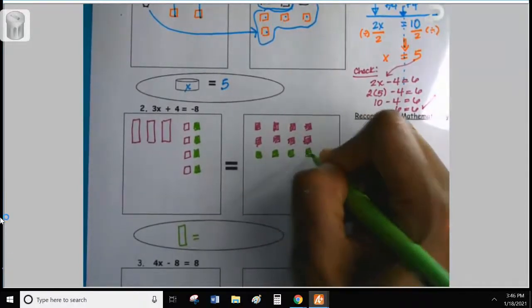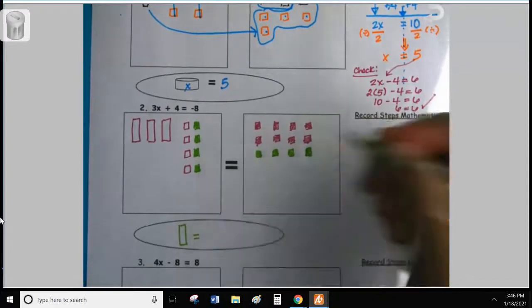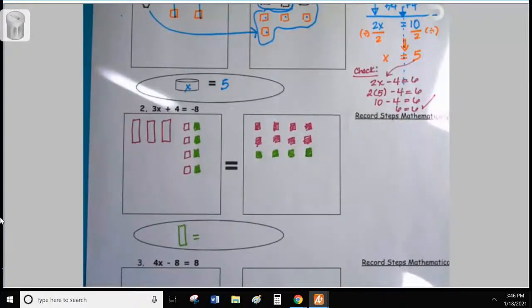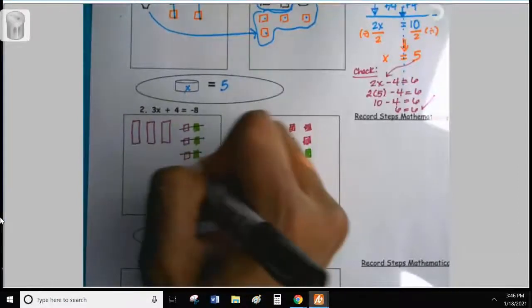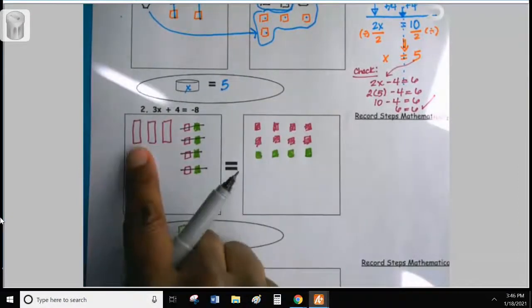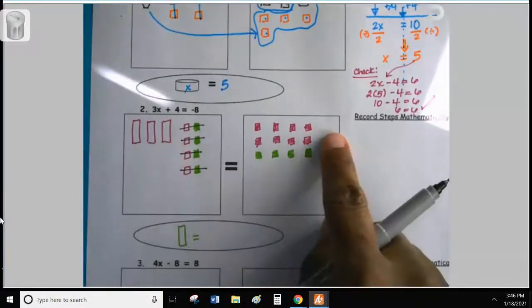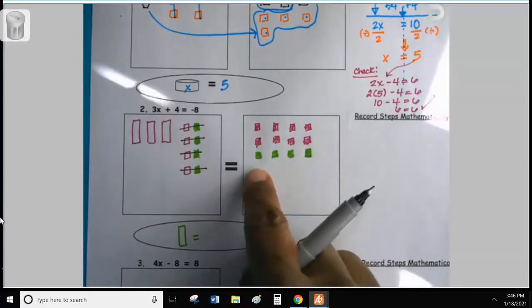And in this situation, the colors don't matter. It's more about the shaded and the open. I'm just using different colors to entertain myself. So I am going to eliminate all 0 pairs. So 0, 0, 0, 0. So now on this side, I'm left with 3x. And on this side, I have 9, 10, 11, 12, negative 12.